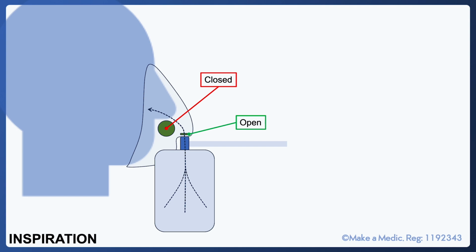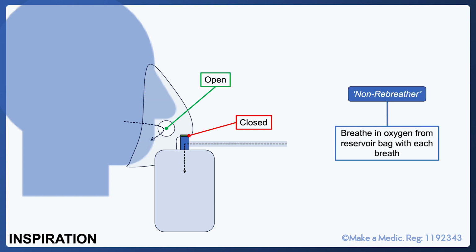During inspiration, the reservoir bag valve opens and the mask valve closes. This means that the patient breathes in the air from the reservoir bag, which contains a high concentration of oxygen. During expiration, the mask valve opens, allowing expired air out, and the reservoir bag valve closes, preventing the exhaled air from entering the reservoir bag. During this time, the oxygen inflow will fill the reservoir bag. This is why it's referred to as a non-rebreather mask, because you breathe in a high concentration of oxygen from the reservoir bag with each breath.